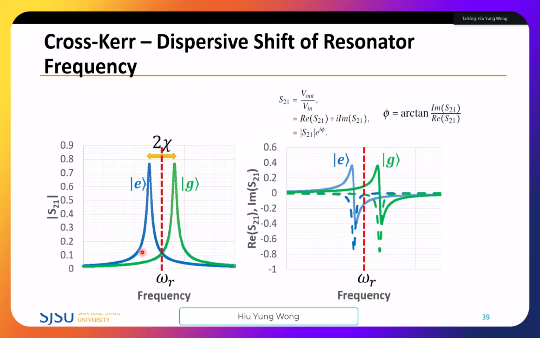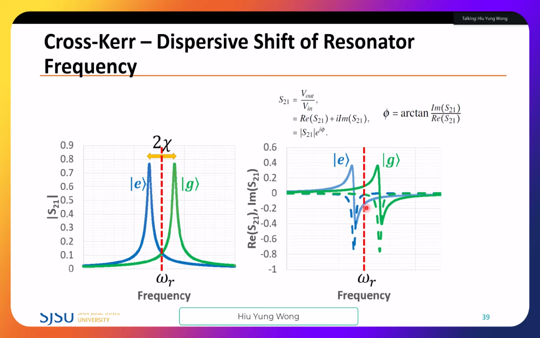So let me show you the plot. Again, if you sweep the frequency and measure the magnitude of S21, you will see a peak. When it is in the excited state, because of something called the cross-Kerr coupling that we just talked about, it changes the resonant frequency of the resonator. You have a lower resonant frequency. Ground state has a higher resonant frequency. If you plot the imaginary and the real part, let's say this solid line is the real part, then for the dashed line, they are about 0 if I shoot in a frequency of the original resonant frequency. But if it is the ground state, I get a positive real part. If it is in the excited state, I get a negative real part.